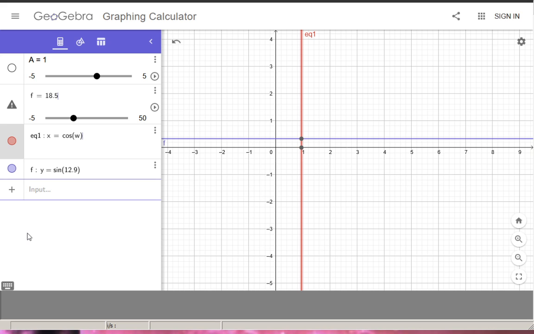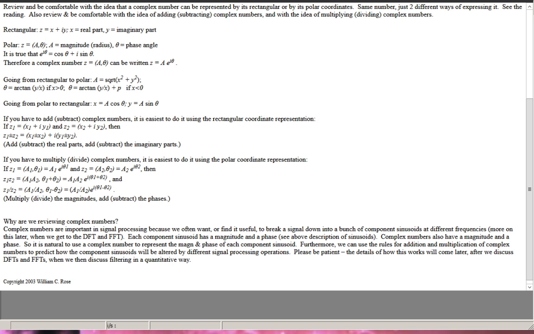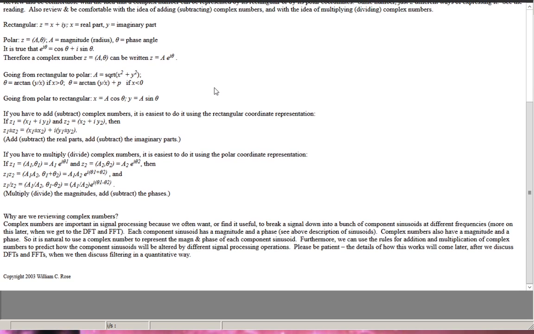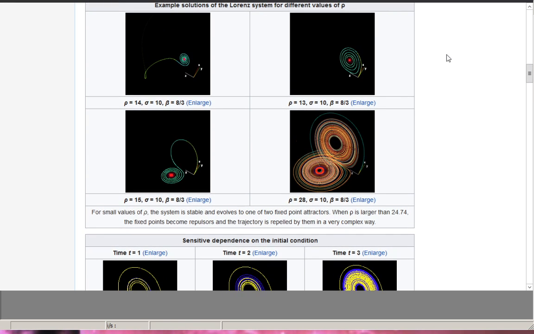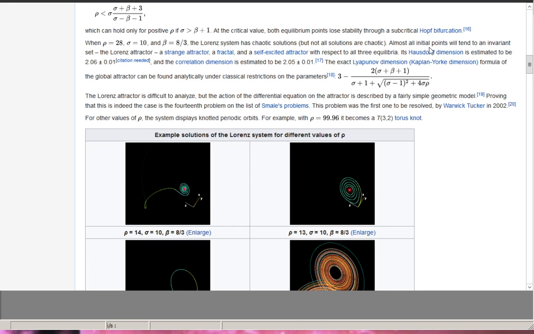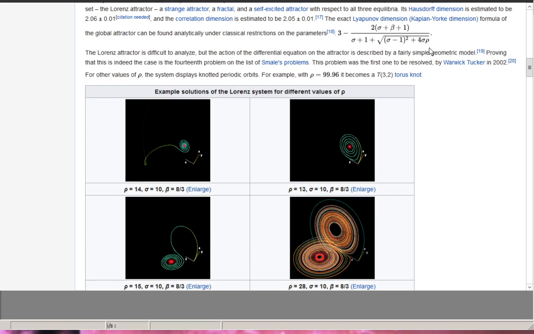It doesn't matter. But what matters is this equation. This is a projection, is what this is. This is called phase space. It's not just X and Y, because it's a three-dimensional looking image.